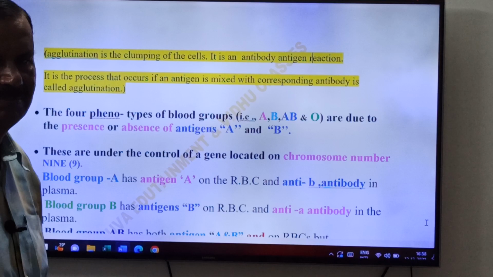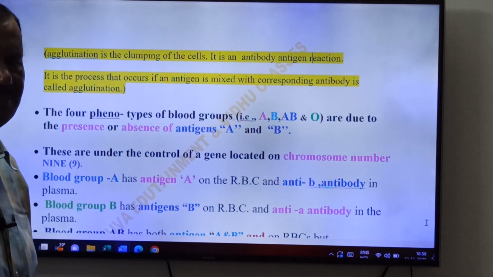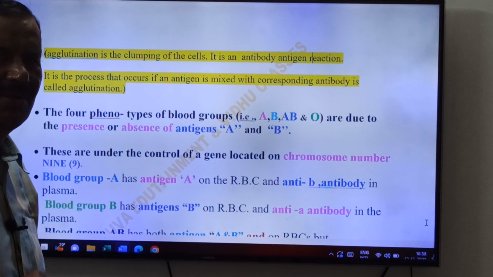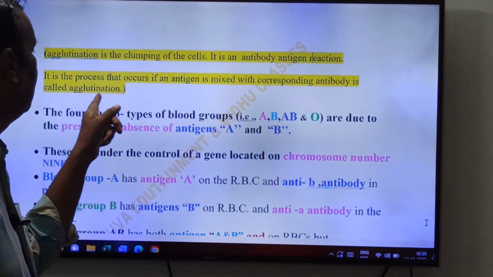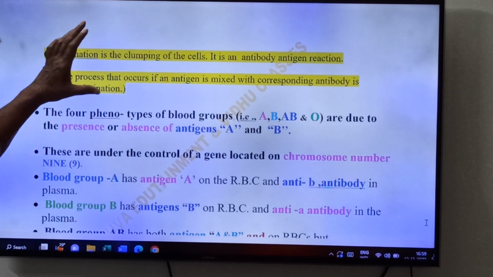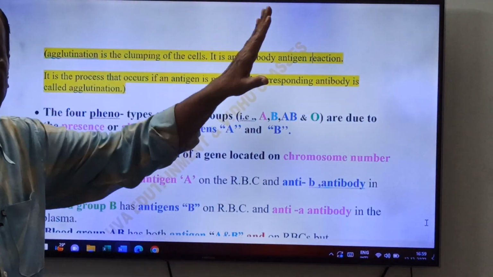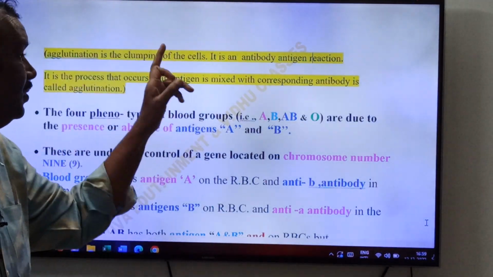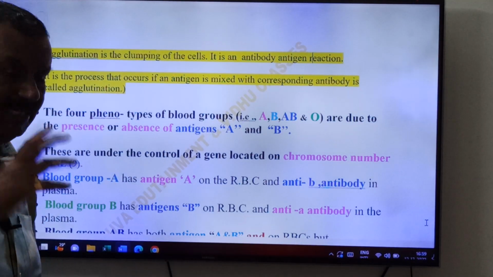corresponding antibody. For example, if antigen A is there, friends, and you mix the antibody, what happened, friends? It leads to agglutination. Okay, friends? That is about agglutination or isoagglutination. Please don't write this yellowish one in your IP test, friends.